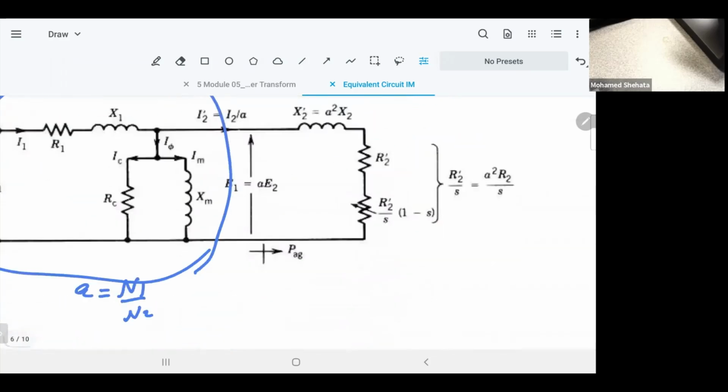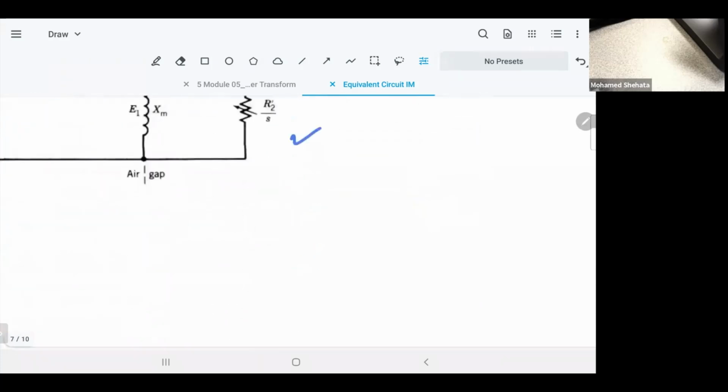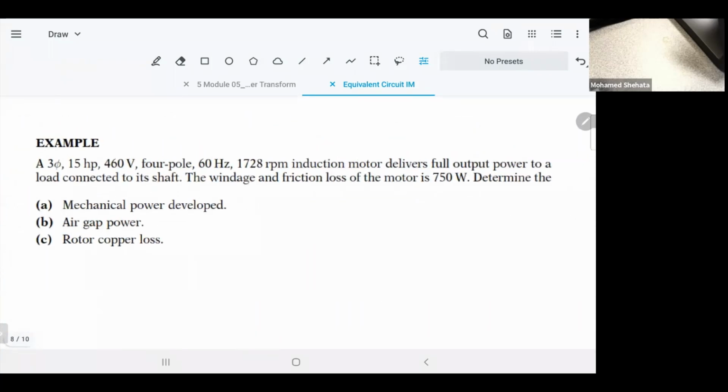Now, let's take one example. Go ahead and try to solve it, not as a quiz. I'll give you just 2 minutes. Think about it. Not a quiz. And let's do it one by one. So now we want to do the first part. We want to find the mechanical power.